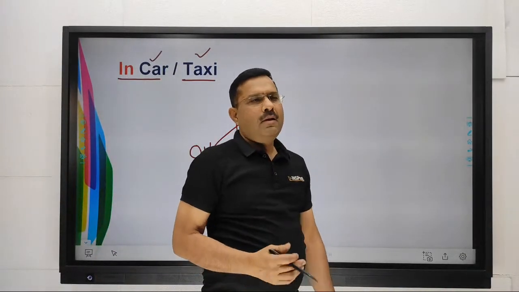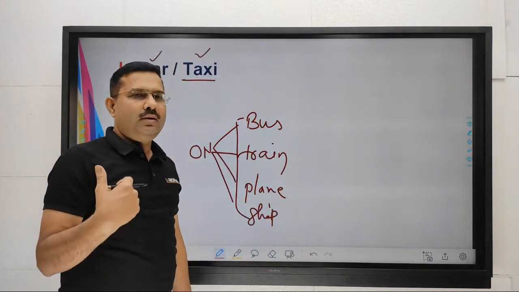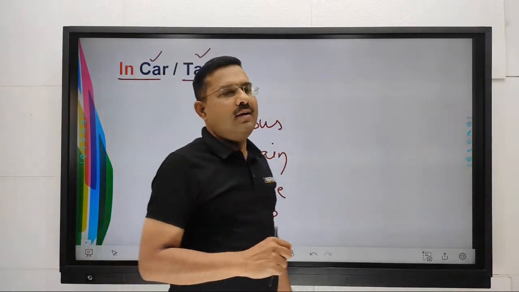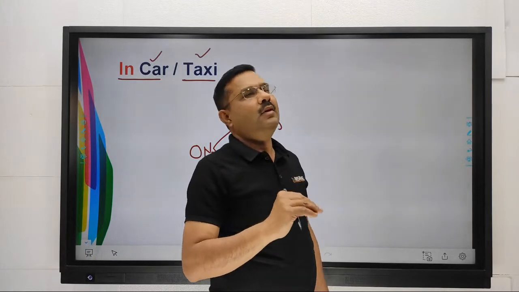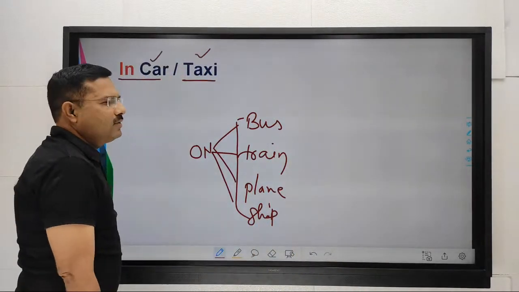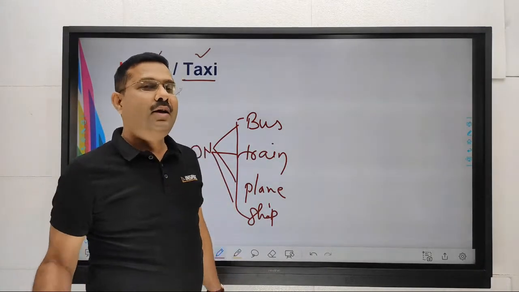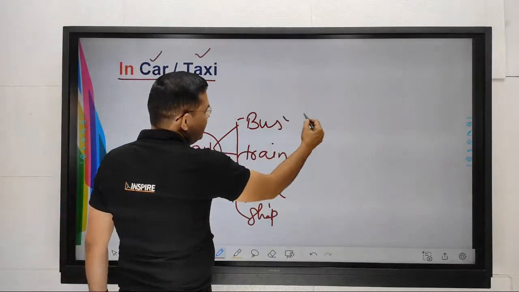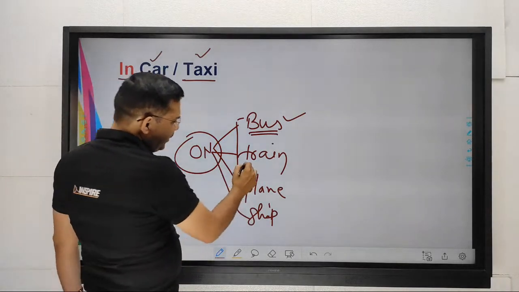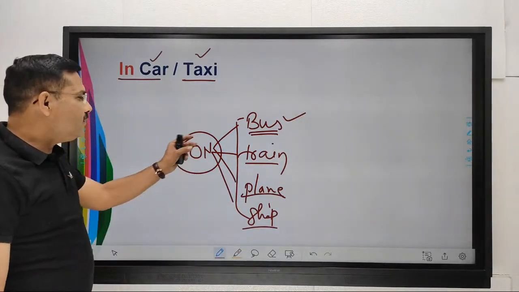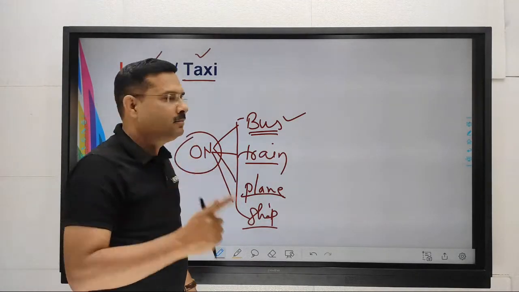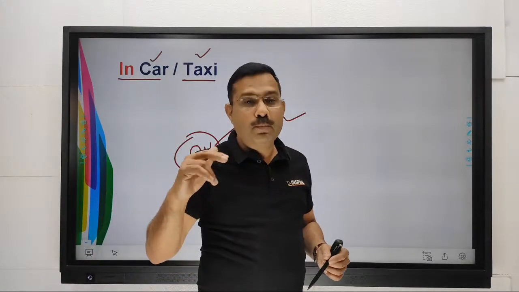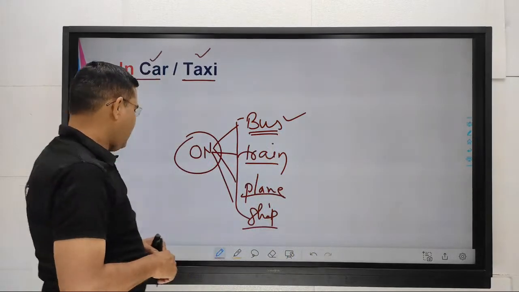Some people say if you can walk inside that particular vehicle, listen again, if you can walk inside that vehicle, then we say on. I don't know how much that is right, but people give this kind of explanation. So in bus, whenever we are on bus we can move. In train we can move, plane, ship. So we say on train, on bus, on plane, on ship. But in car, in taxi, because in these two vehicles we cannot move inside that particular vehicle.